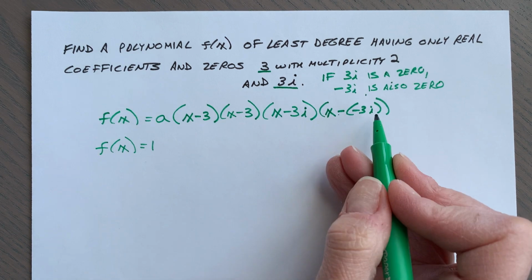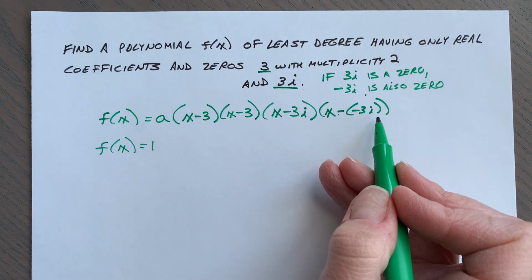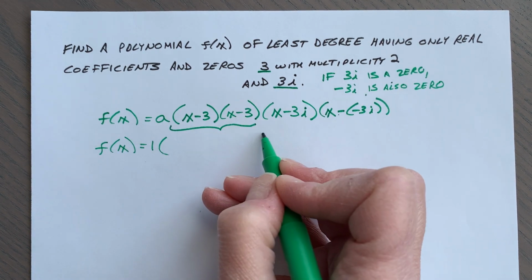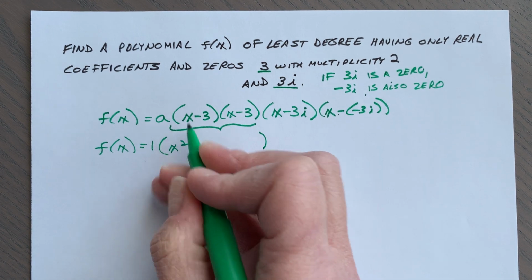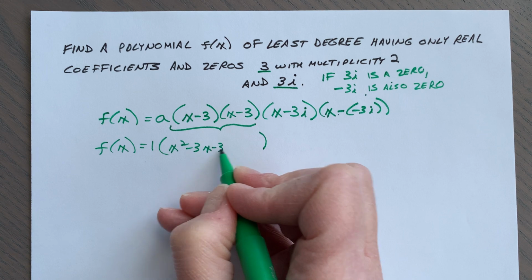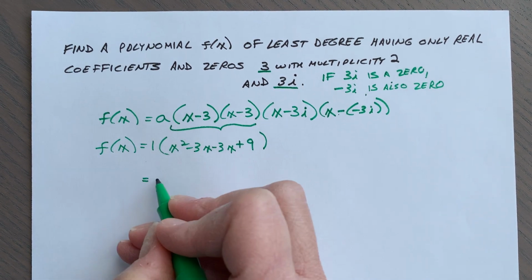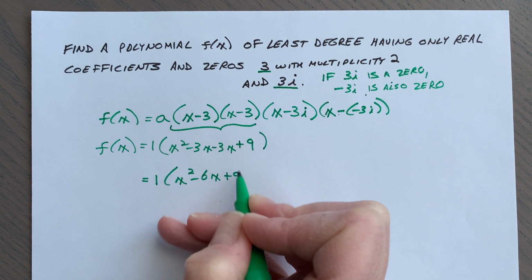But let's simplify these factors. Okay, we're going to do all of this distribution. Let's go ahead and do it step by step. Let's multiply these two. So we're going to distribute x times x, negative 3 times x, and negative 3 times negative 3. And that's going to give us x squared minus 6x plus 9.